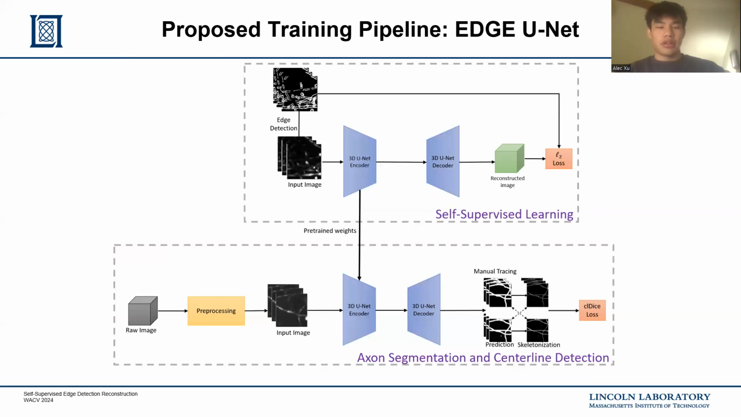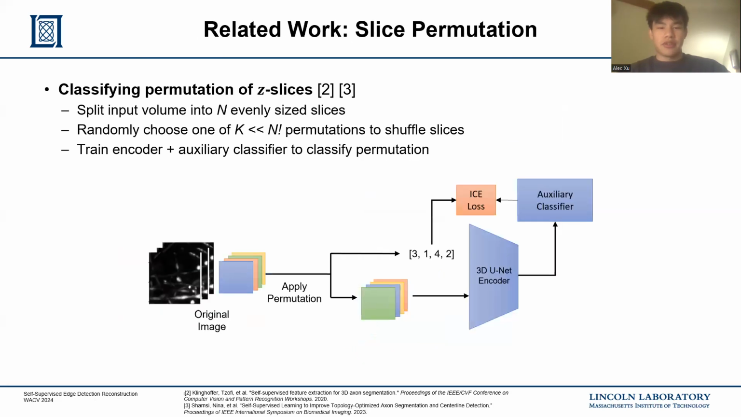There have been other SSL tasks that have been explored for axon tracing, and specifically it's called slice-permutation classification. The idea is you have your original brain tissue volume, and then you divide it into evenly sized slices along the z-axis. You then apply a randomly chosen permutation to those slices to shuffle them around, and then you train an encoder and auxiliary classifier to classify which permutation was applied to these slices. And this is trained on cross-entropy loss.